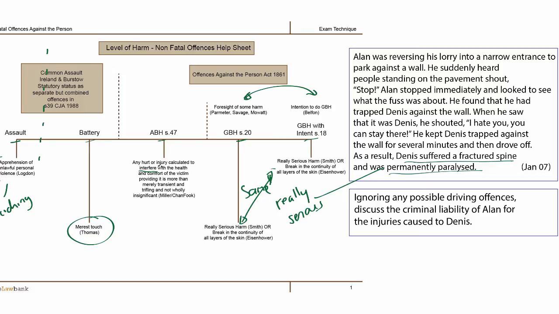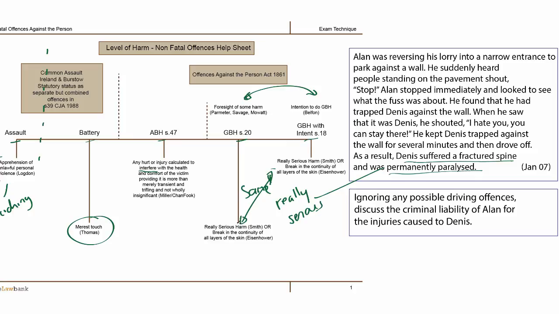Similarly, if it's slightly more serious, you will make a comparison between, is this really serious harm, or is it a hurt or injury calculated to interfere with the health and comfort? In this instance, I think X is liable for whichever offence, because of the level of harm. And that will demonstrate to the examiner that you've considered the two possibilities, you've thought about the level of harm, and then you've made a very clear decision as to which of the offences it is.